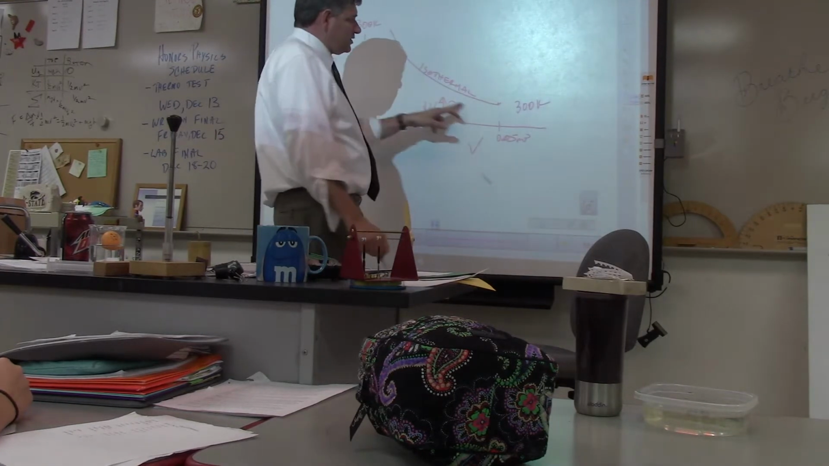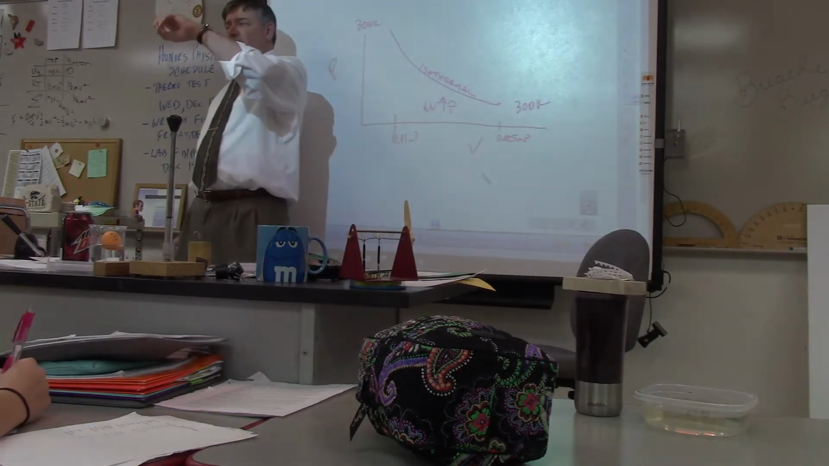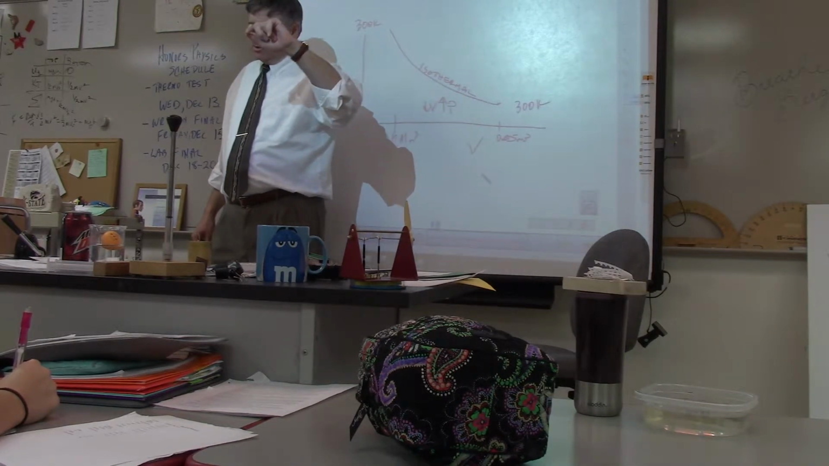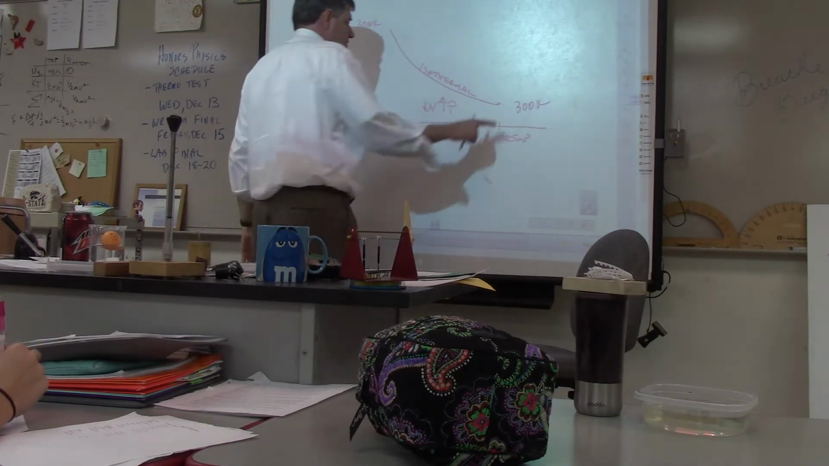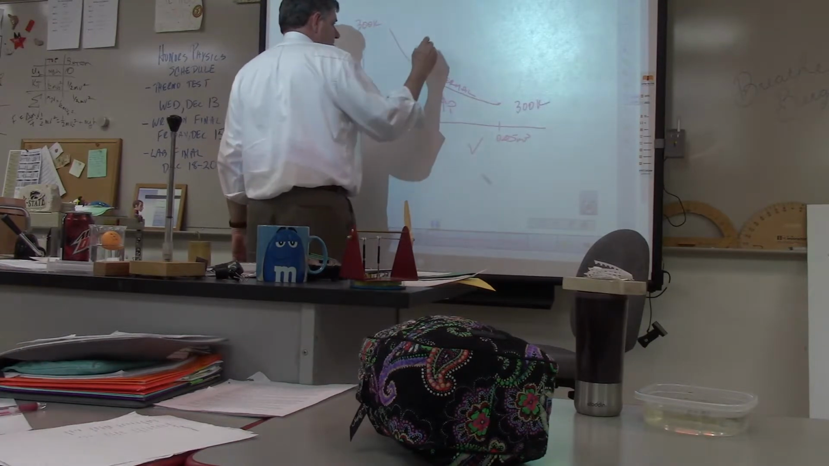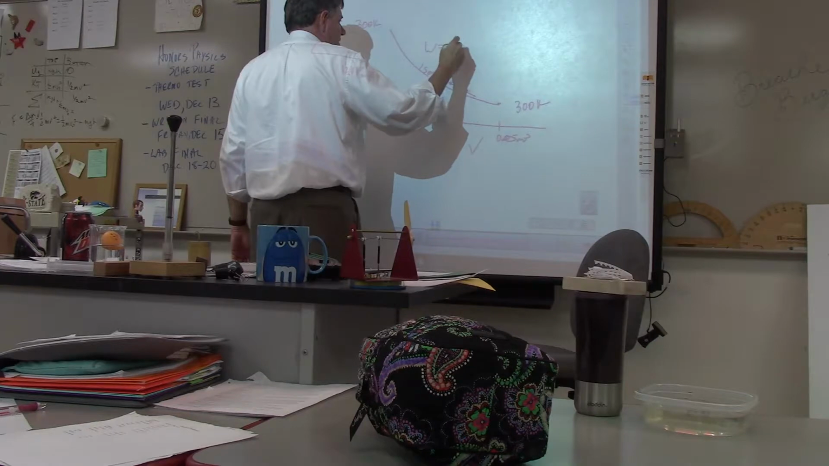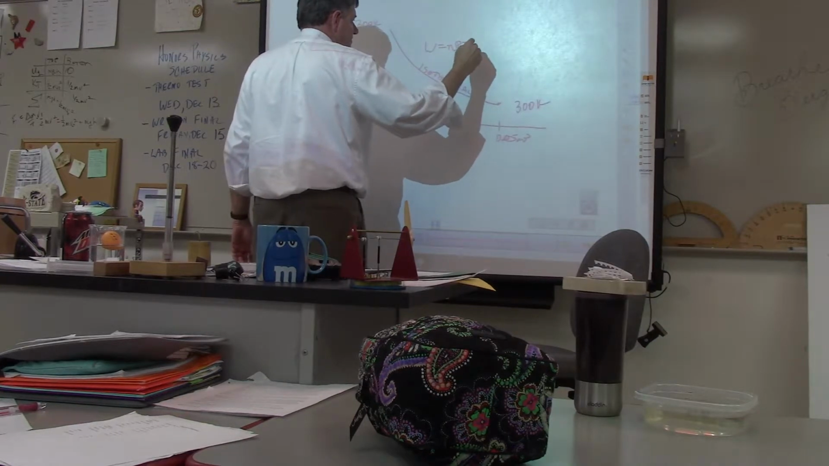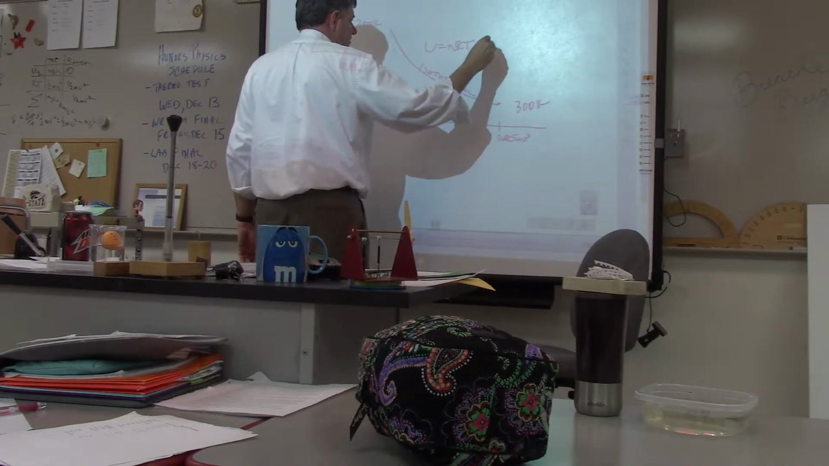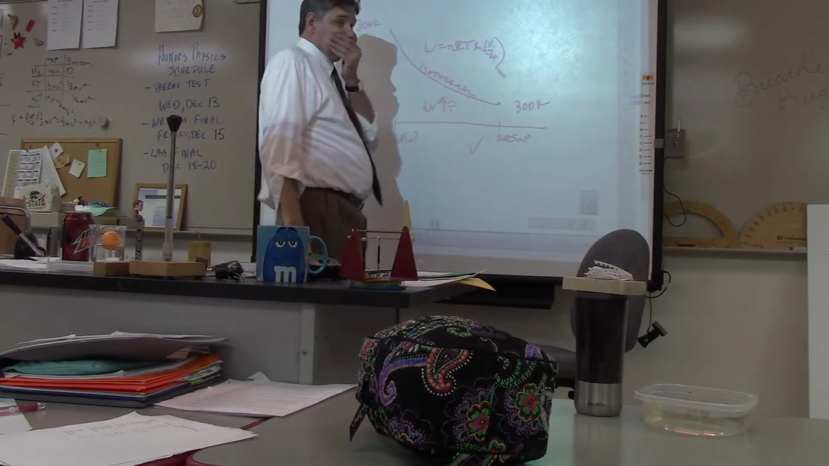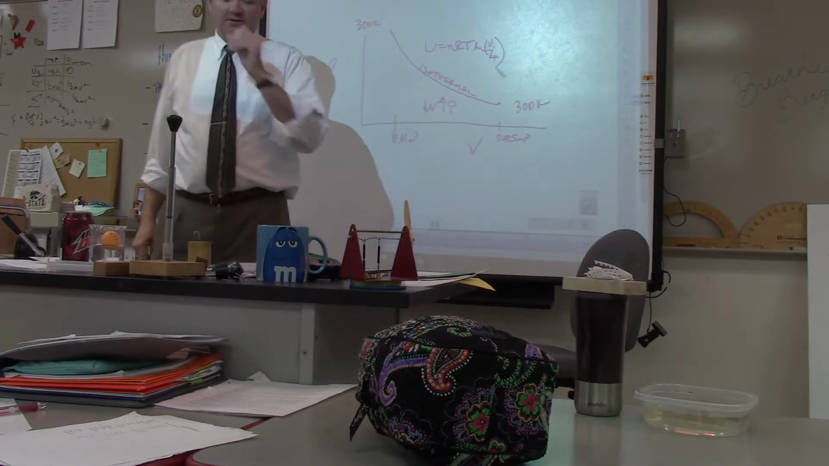Okay? So, here's the deal. When you have a curved line like this, and this is the one equation that is not on your equation sheet, but if you need it, I will give it to you on the test, you're going to use work equals nRT times the natural log of volume initial over volume final.